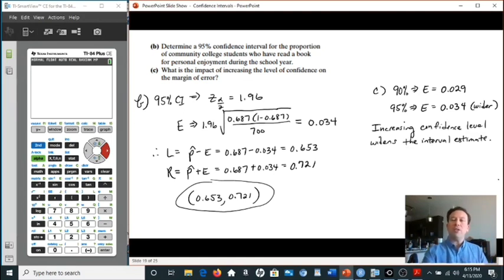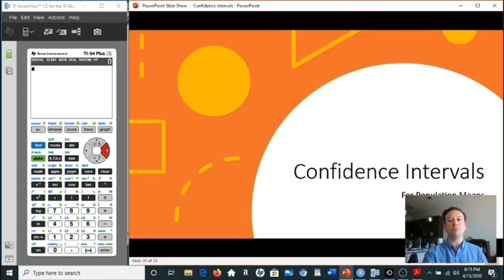Okay, so increasing the confidence level widens the interval estimate. And again, you want to proceed with caution, because sometimes the intervals may become too wide for estimation.